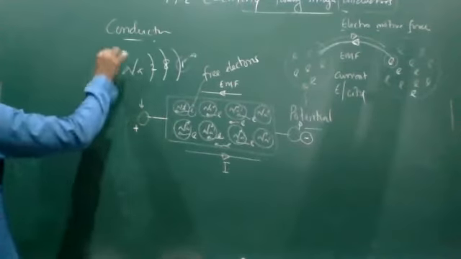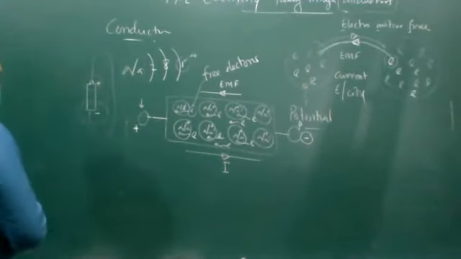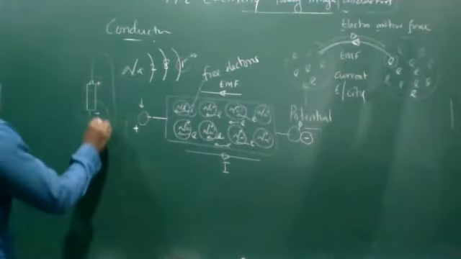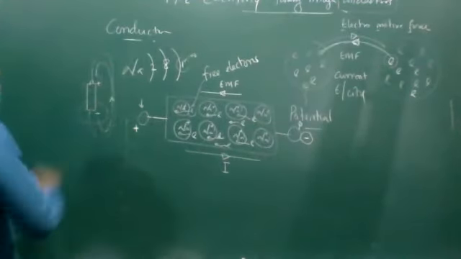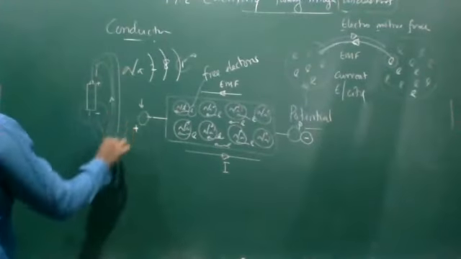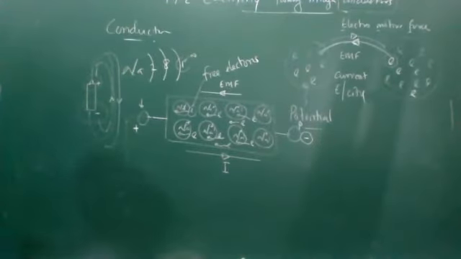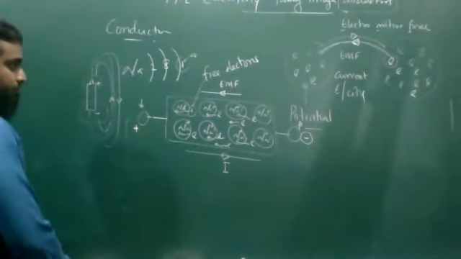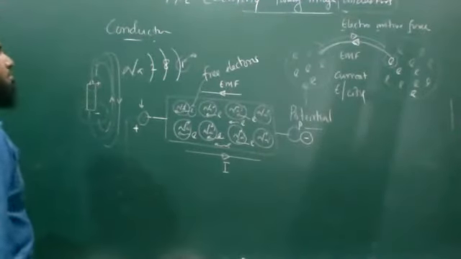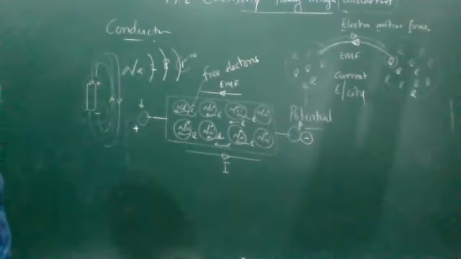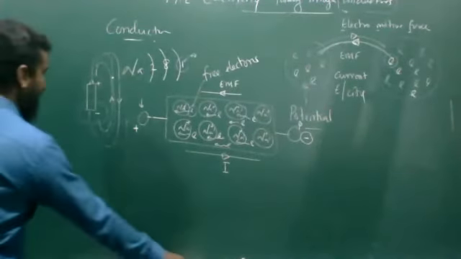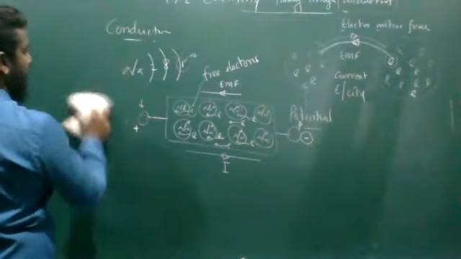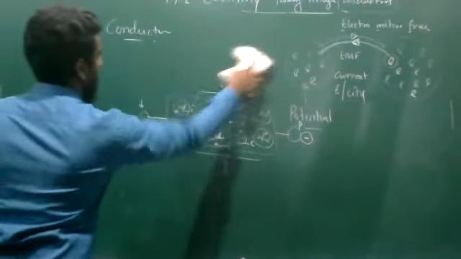Therefore, if you connect a conductor across this, the electrons are going to move from negative to positive, and the current is going to move from positive to negative. That's it. That is the current. Now we'll take something in detail.